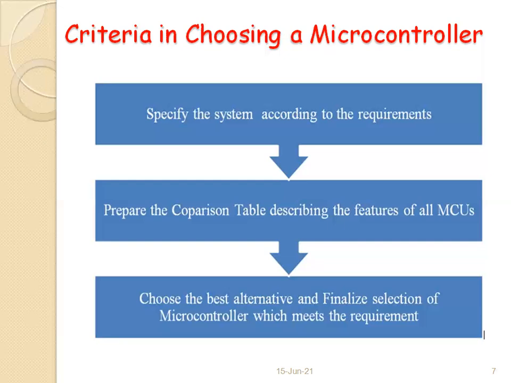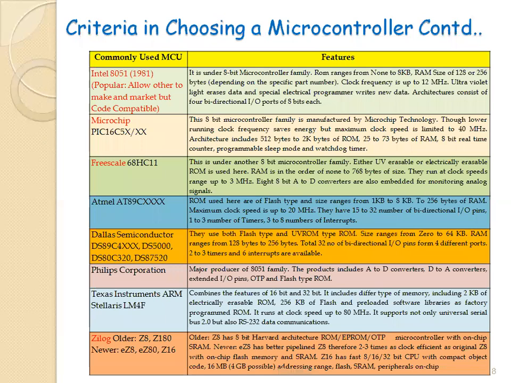Then you prepare the comparison table, because there are so many companies, so many manufacturers, along with their different features. So you have to prepare a comparison table first, describing all the features of the microcontroller units. And from there, you choose the best alternative and finalize your selection, that is, which microcontroller will meet the specific requirement. So the list of companies includes Intel 8051, Microchip, Freescale, Atmel, Dallas Semiconductor, Philips Corporation, Texas Instruments, Zilog, like that.